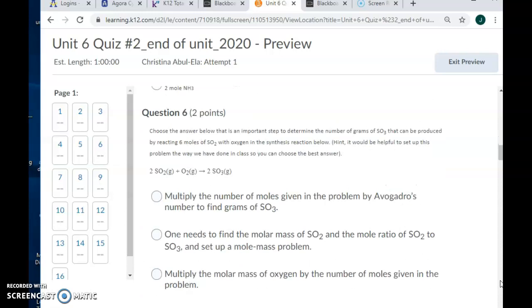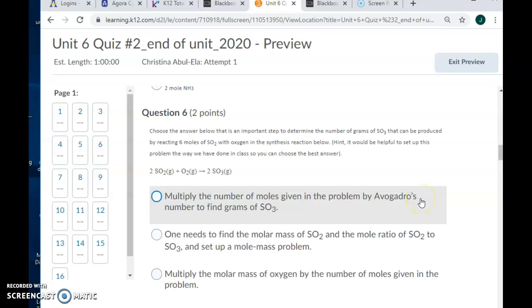Question 6. Choose the answer below that is an important step to determine the number of grams of SO3, sulfur trioxide, that can be produced by reacting 6 moles of sulfur dioxide with oxygen in the synthesis reaction below. Hint, it would be helpful to set up this problem the way we have done in class so you can choose the best answer. The equation that goes along with it is 2SO2 gas plus O2 gas yields 2SO3 gas.